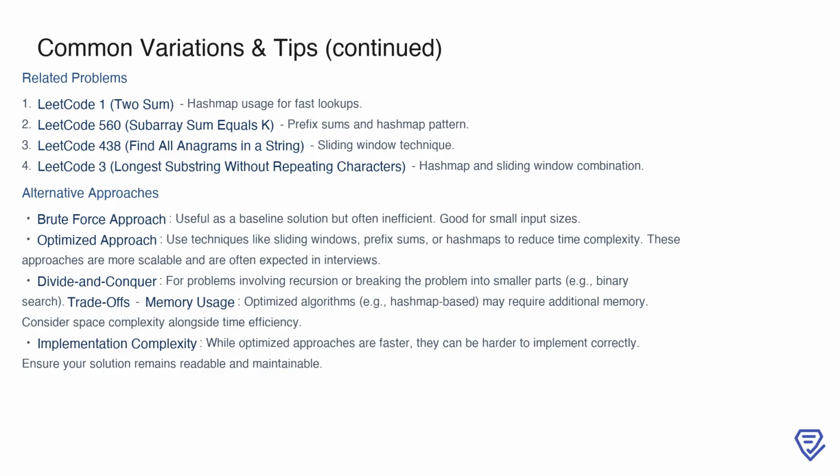However, it's important to consider trade-offs. For example, while hash map-based solutions are faster, they may require additional memory, so always weigh space complexity alongside time efficiency. Lastly, keep in mind that optimized solutions can be harder to implement correctly. Prioritize writing code that is both readable and maintainable to ensure the best outcomes.